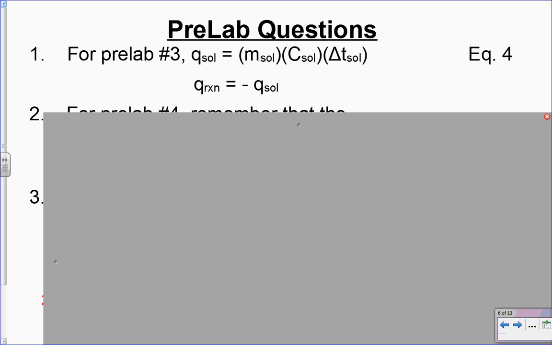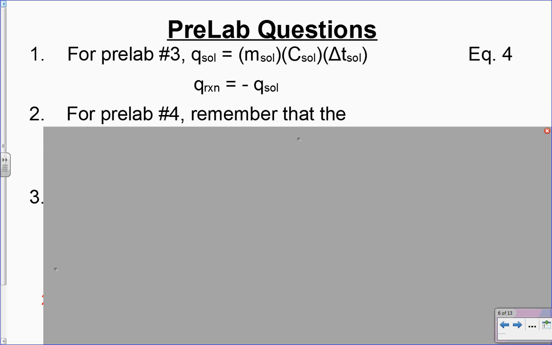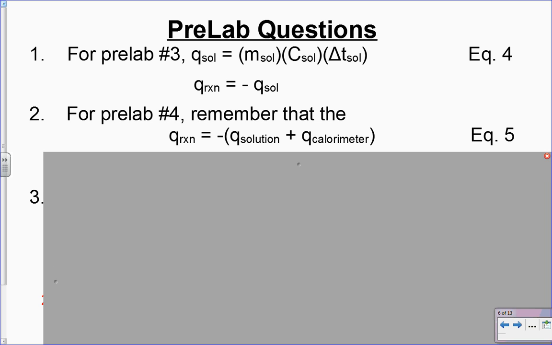Now, when we get to the next pre-lab question, number 4, remember there that equation number 5 is really what we want to use. Because what we're trying to do is we could do this old calculation and get a look at what the Q of the reaction is. That's exactly what we did up here. So remember, before we multiplied it by -1, that's what that's talking about. But we can get a better look if we know the heat capacity of our calorimeter and account for the energy that the calorimeter stole.